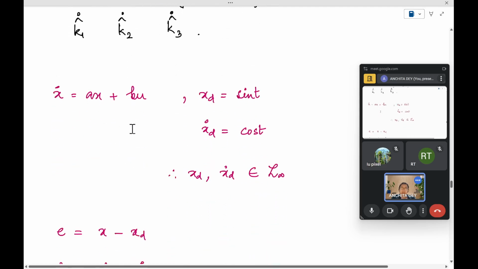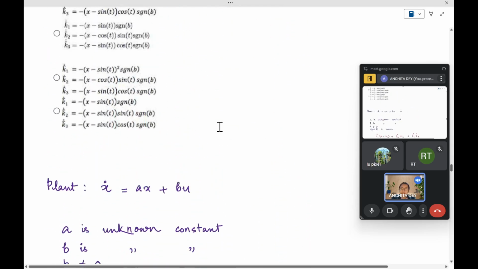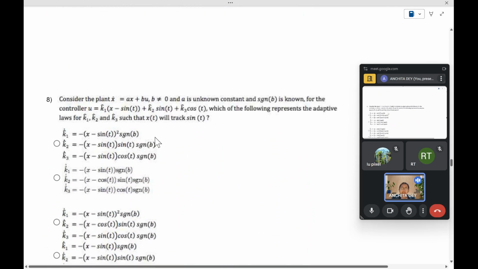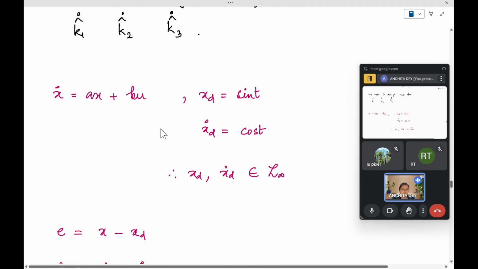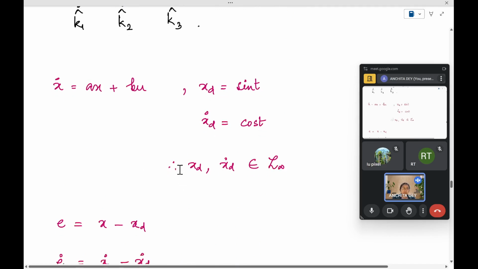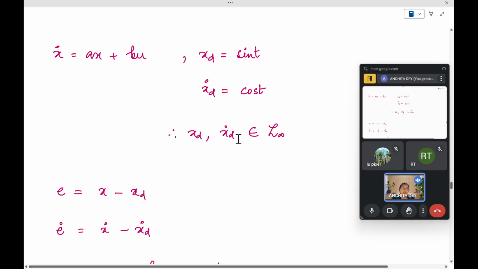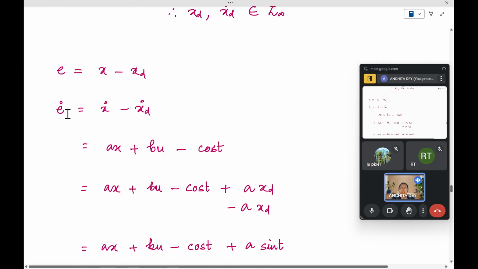The system is given: x dot equal to ax plus bu. I think, yeah, did I write it correctly? Yeah. So the plant is x dot equal to ax plus bu, b is not equal to 0, xt is sine t, xt dot is cosine of t, and our assumption is therefore satisfied that xt and xt dot are both bounded. So the tracking error is x minus xt, and if we find e dot, which is equal to x dot minus xt dot, now you replace x dot, you get ax plus bu minus cos of t.